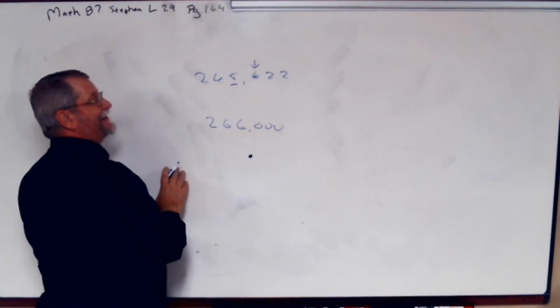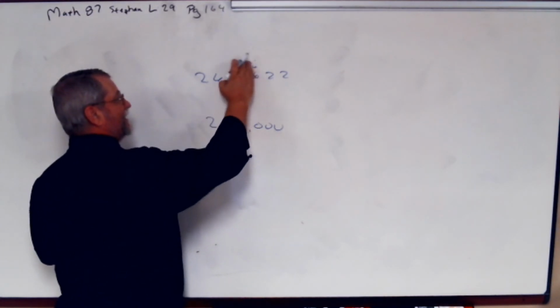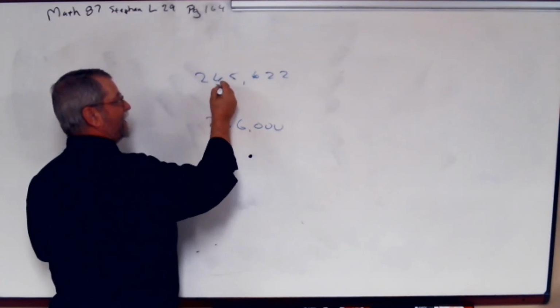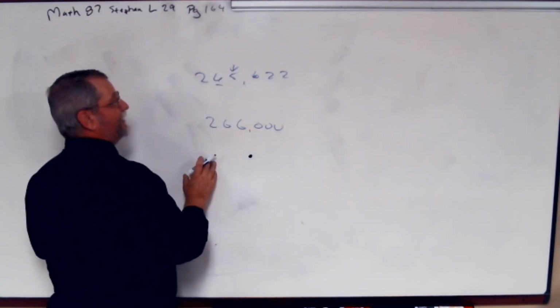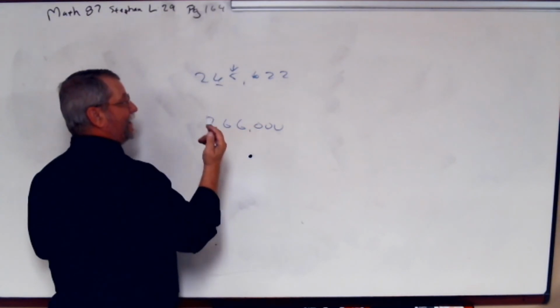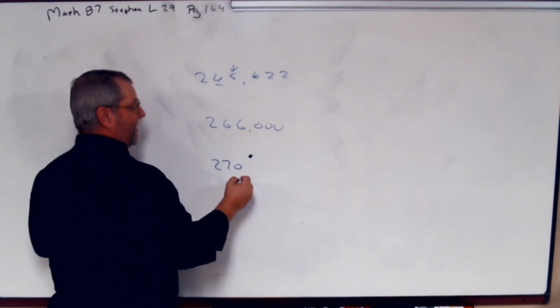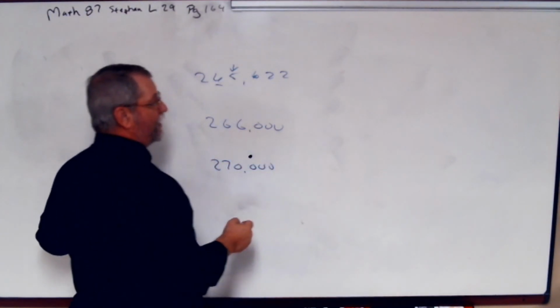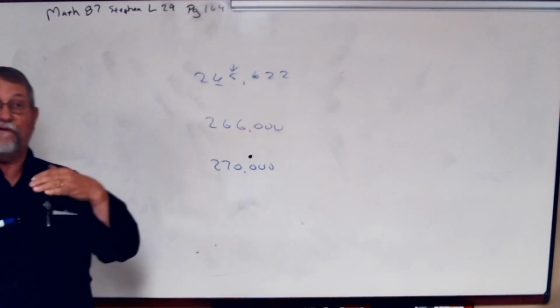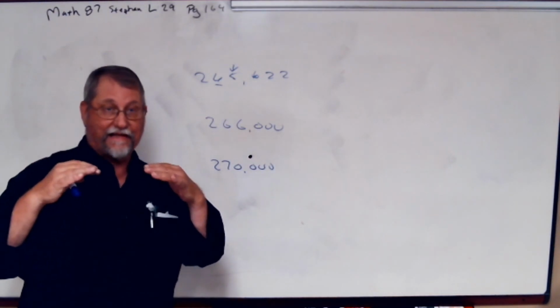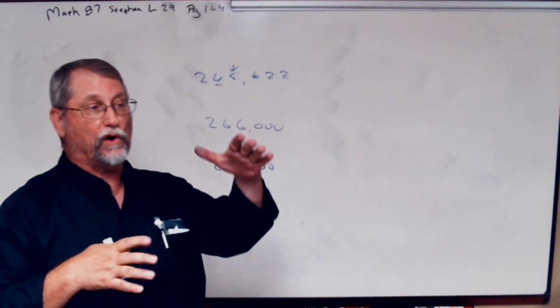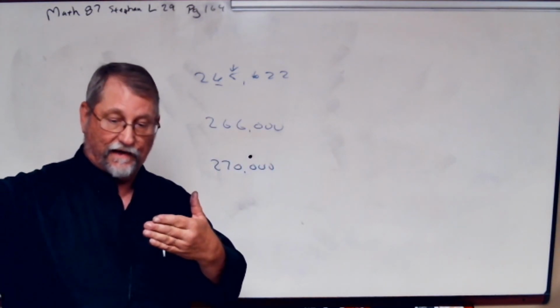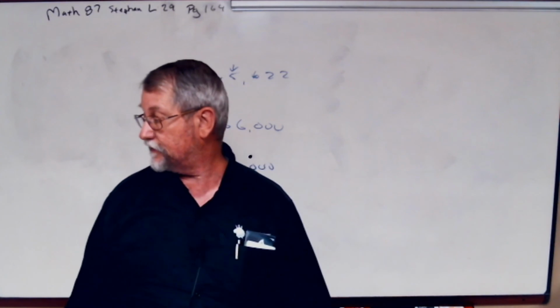If it said round it to the 10,000s place, 10,000s is right here. Behind it is a 5. This is going to become a 7. Everything else is zeros. Remember, find the place, find the number behind it. It's either going to stay the same or go up, and everything else becomes zeros. Okay?